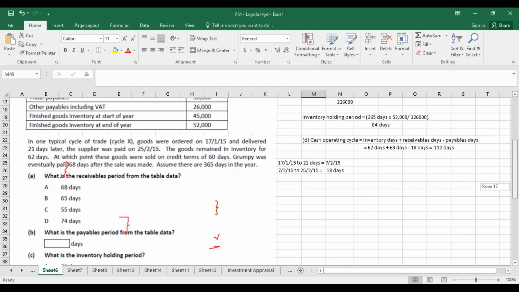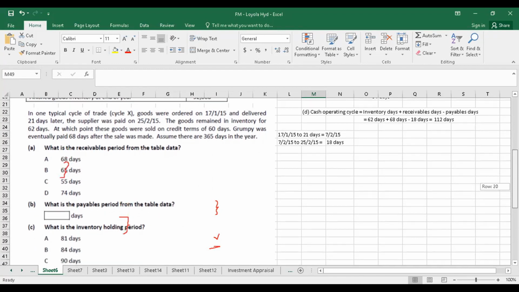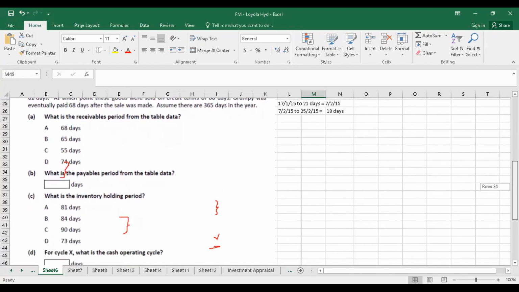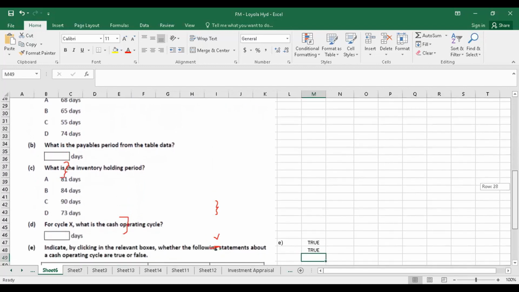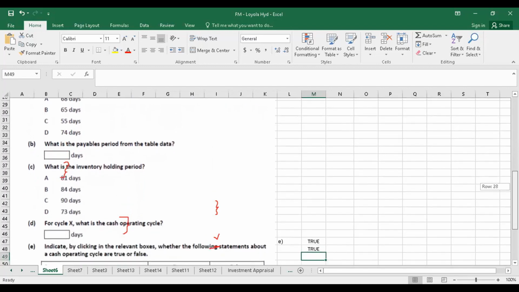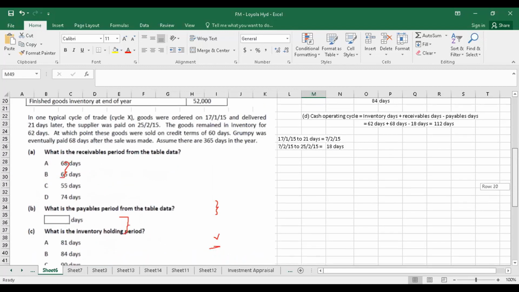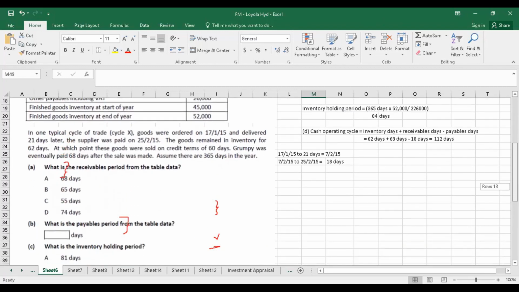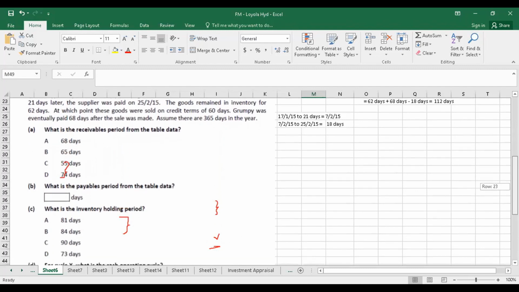What is the receivables period from the table data? What is the payables period from the table data? What is the inventory holding period? So inventory holding period, we have calculated inventory holding period to be 84 days.